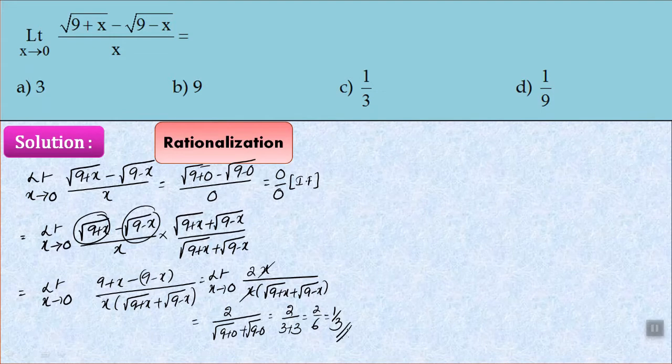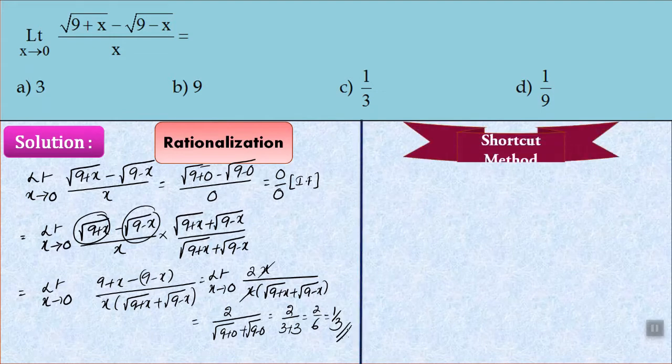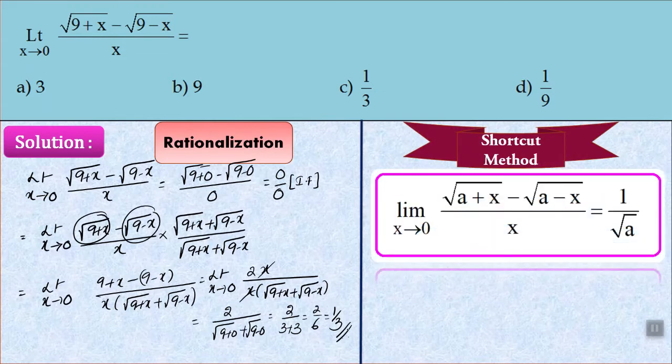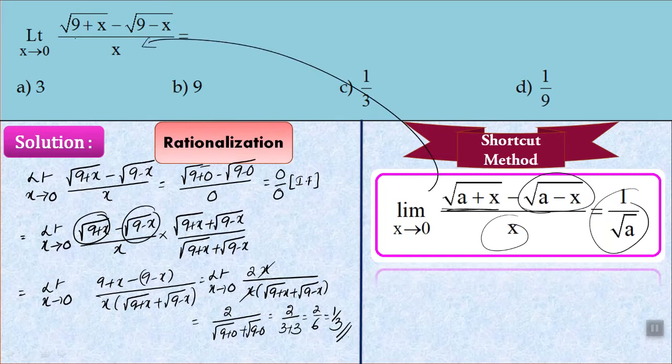Dear students, the easiest method for this is, see the shortcut formula: limit x tends to 0 square root of a plus x minus square root of a minus x divided by x is equals to 1 by root a. For the given problem, here a is equals to 9. Now the answer is 1 by root 9, that equals to 1 by 3. Therefore the answer is option C.